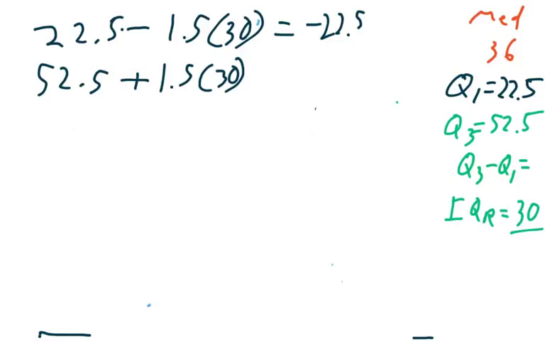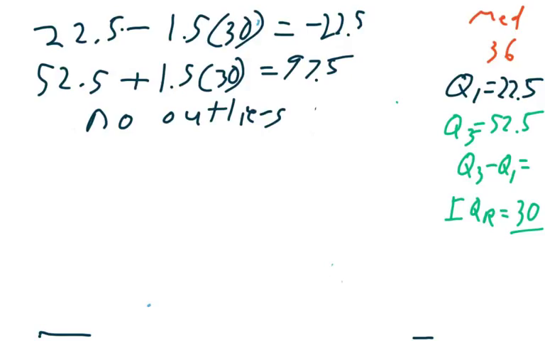So I do 52.5 plus 1.5 times 30 to do the upper range, and I get the answer of 97.5. Now it doesn't take anyone longer than 97.5, so there are no outliers.